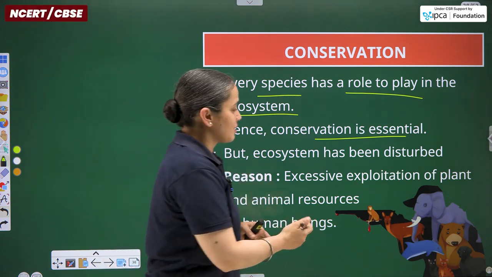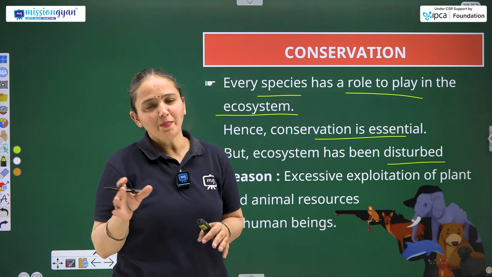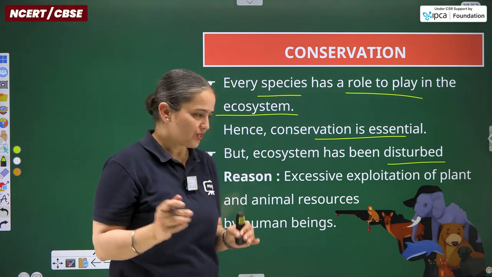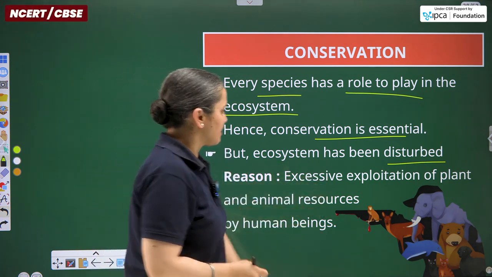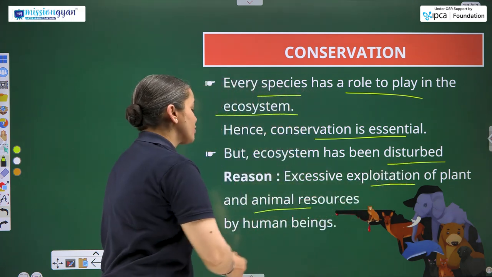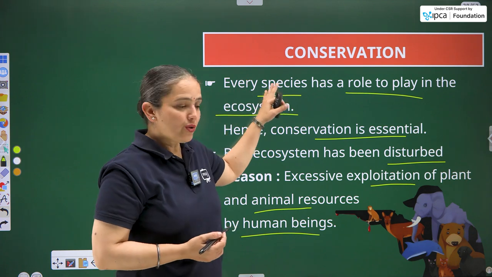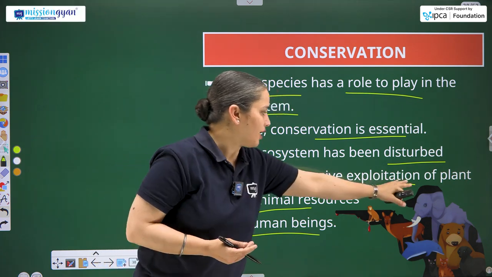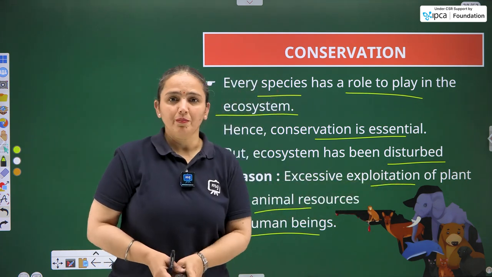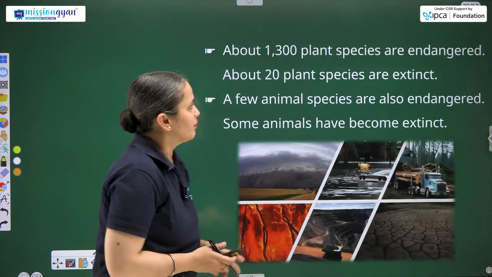But the ecosystem has been disturbed, although on a majority basis the responsible factors are the humans themselves. Reason: excessive exploitation of plants and animal resources by human beings. I have already told you, if we are talking about species, we are talking about both of them, but we are not emphasizing either of them.